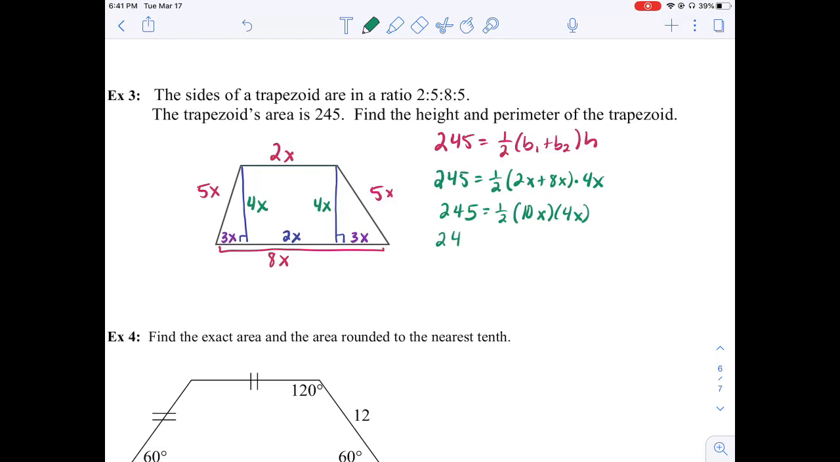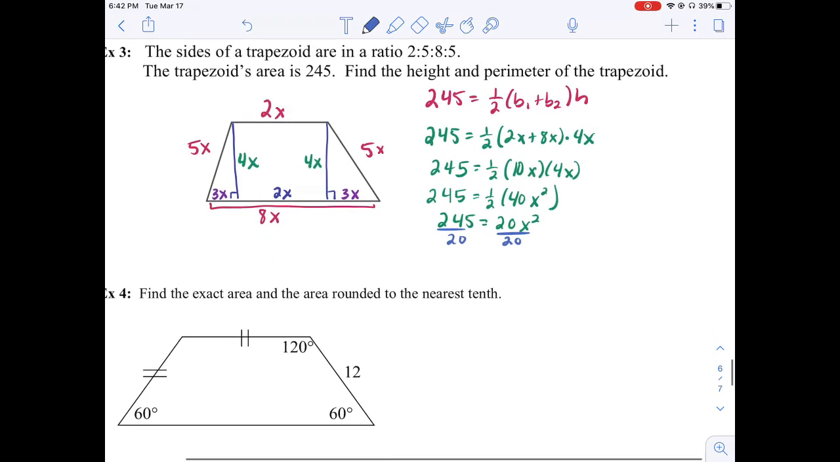So this becomes 245 equals 1/2 of 40, and then x times x becomes x squared. This leaves us with 245 equals 20x squared. Now before we square root anything, let's divide by 20. Now, 245 is not divisible by 20. You can do a decimal, but I would prefer we work with fractions to get the practice.